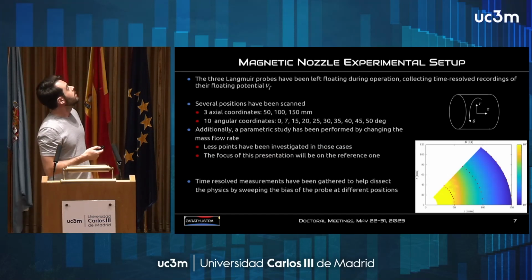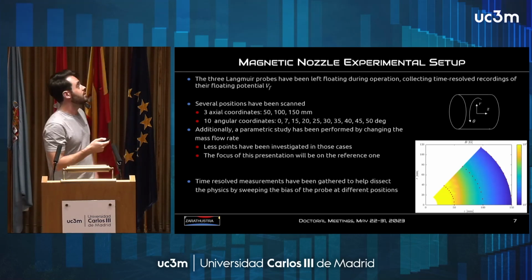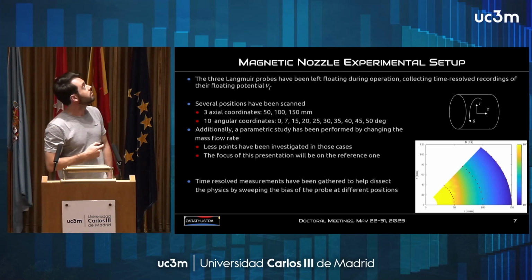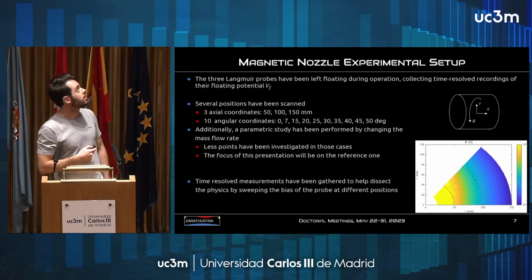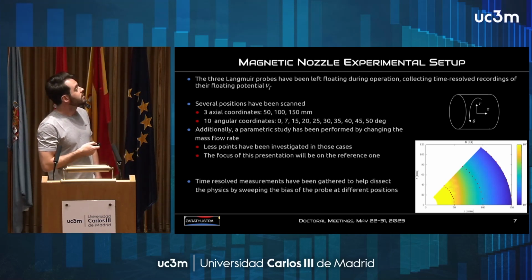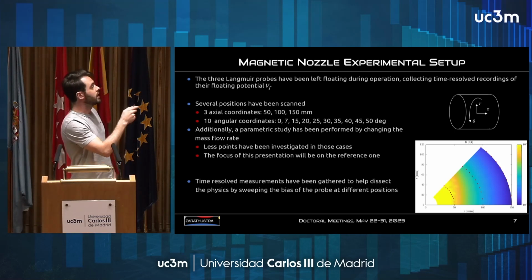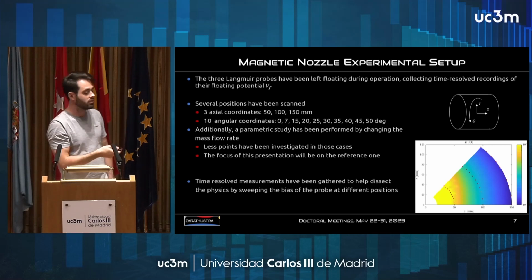You basically gathered time-resolved measurements and time-averaged measurements of the plasma. The time-resolved measurements have been gathered at three different distances: 50, 100, and 150 millimeters. And each of them has 10 different angles at which we have moved the arm, so that we can characterize the plasma at these three different distances at 10 different angles.